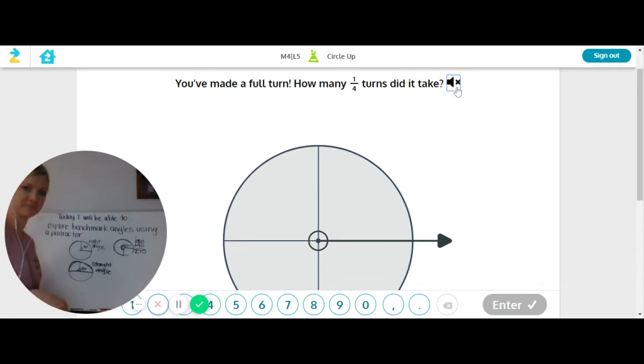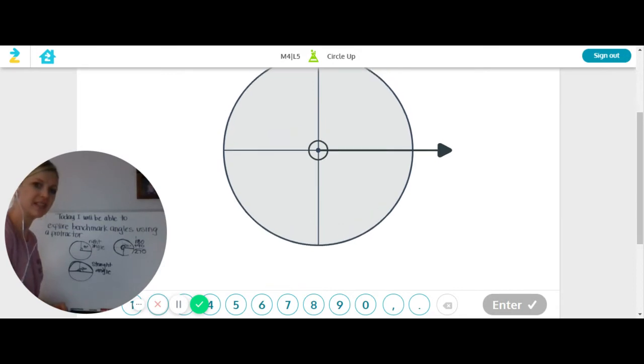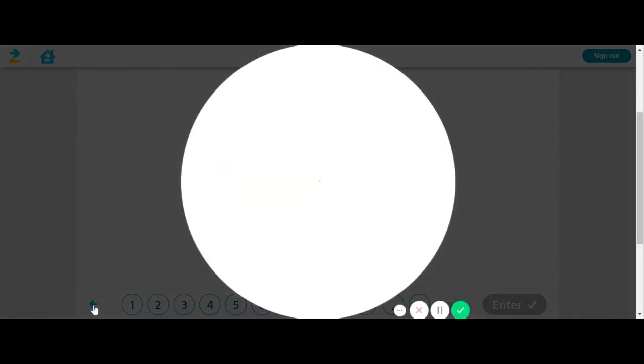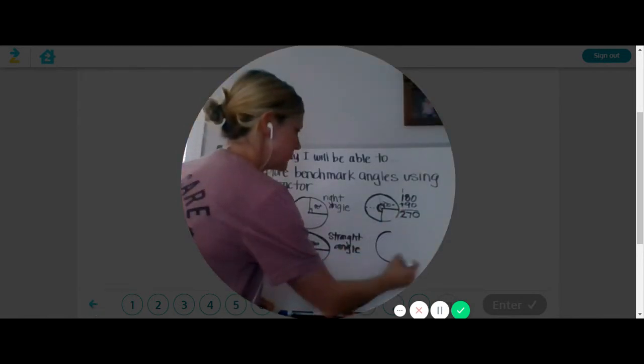You've made a full turn. How many 1/4 turns did it take? Let's take a look. On our board, scholars, let's draw our full circle.